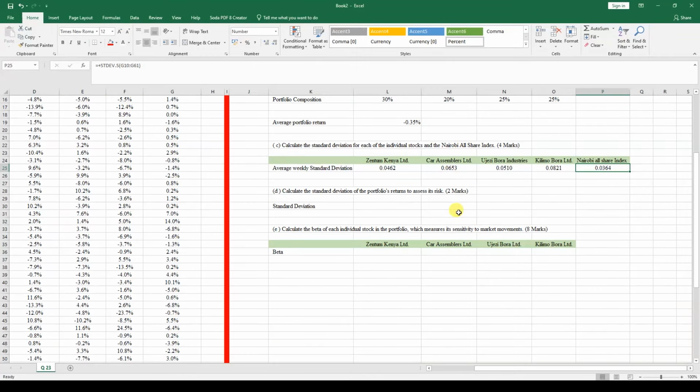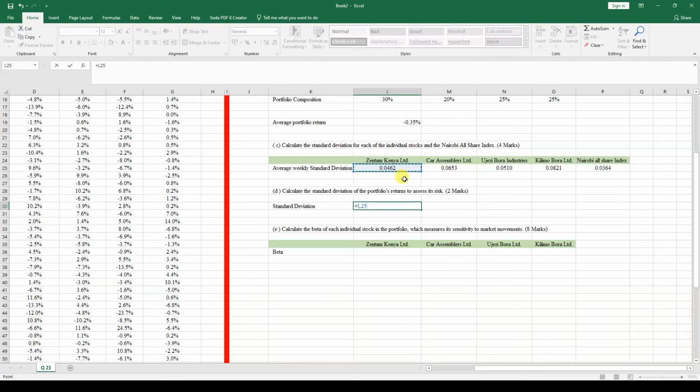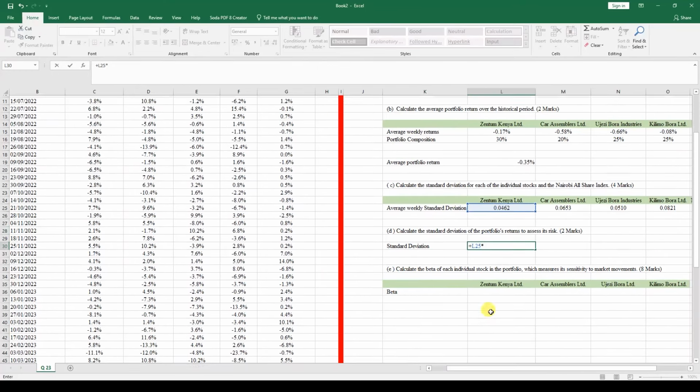Part D, we ask to calculate the standard deviation of the portfolio returns to assess the risk. For us to be able to do that, we will need to consider the weights. We've already had the standard deviation computed over here, but now we need to factor in the weights. We pick that standard deviation times its corresponding weight over here. The corresponding weights were given to us over here.